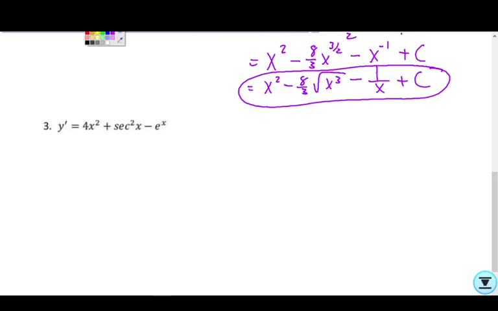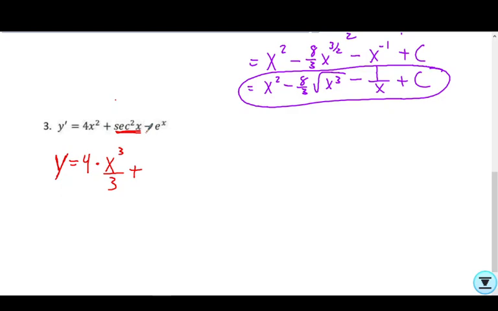Our last one. Again, we're taking the antiderivative. Do I have any rewriting to do? No. So we can go straight into our antiderivative. The antiderivative of y prime is y, and this is 4 times add 1 to the power, which is 3 divided by 3, plus now the antiderivative of secant squared.